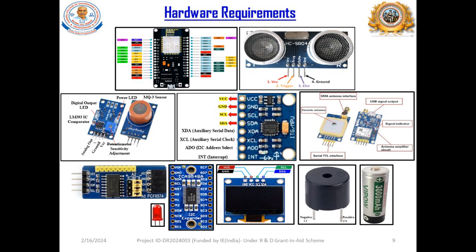And next one is the 5 volt buzzer alarm. Here we use it for creating the warning alert. And the last one is the power supply module. So for powering the entire module, we use a rechargeable battery with the specification of 3000 milliampere hour.